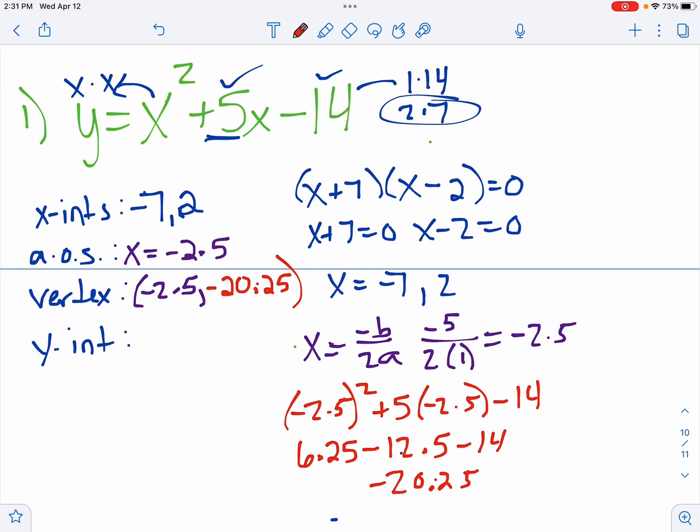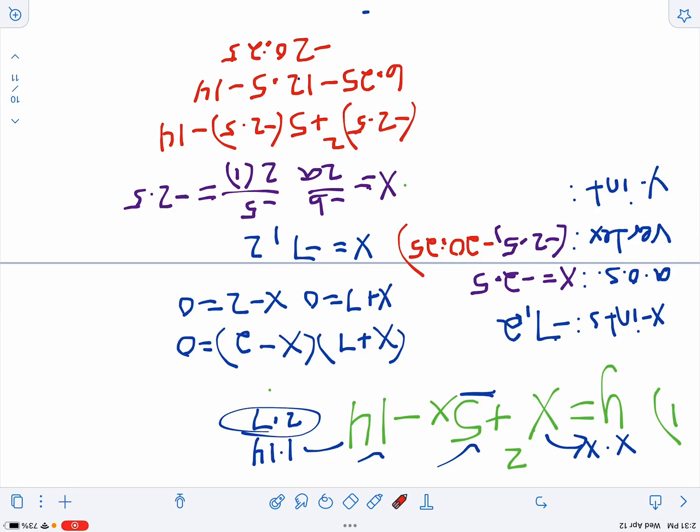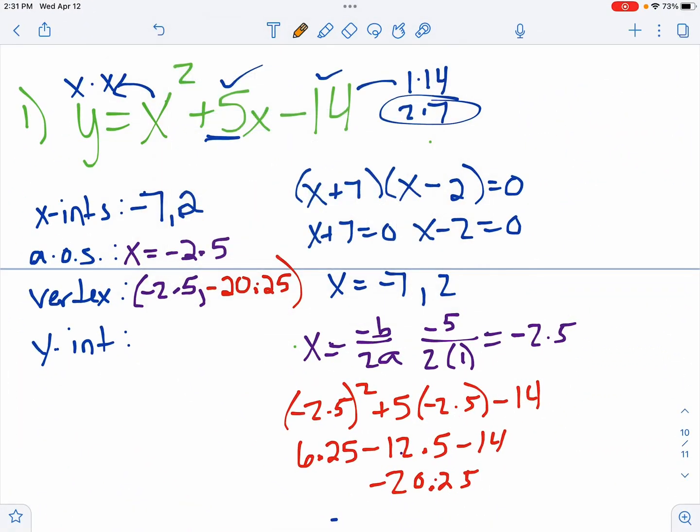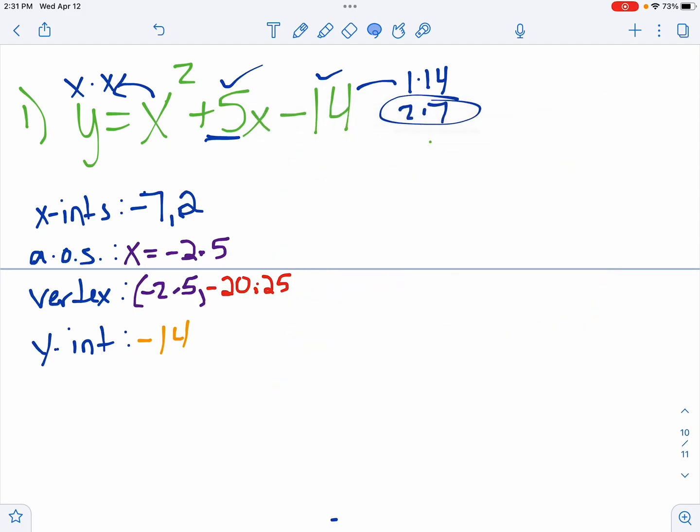My y-intercept, that one's super fast to find in vertex or in standard form. That is your lovely c value. So I'm going to come back up here to the top to my original. My c value is at -14, so that's my y-intercept. Now we can go ahead and plot this. So I'm going to erase this just so we can stay on the same page.